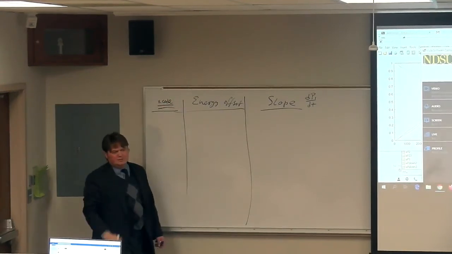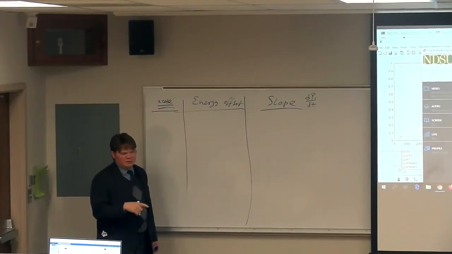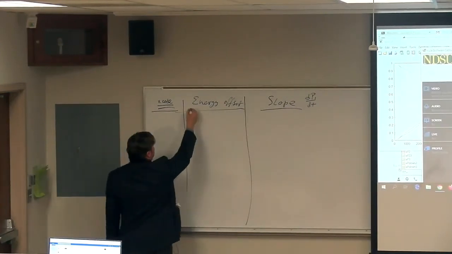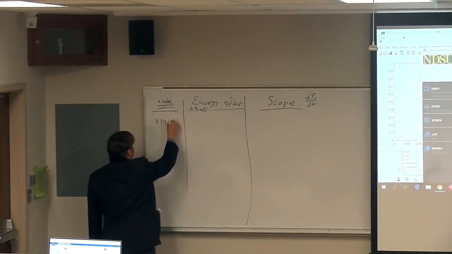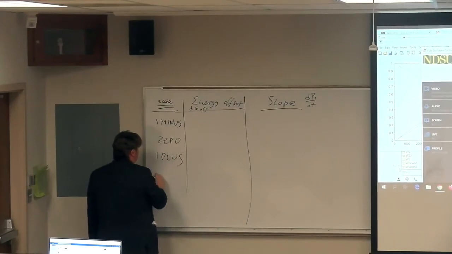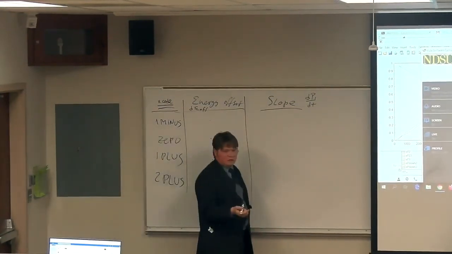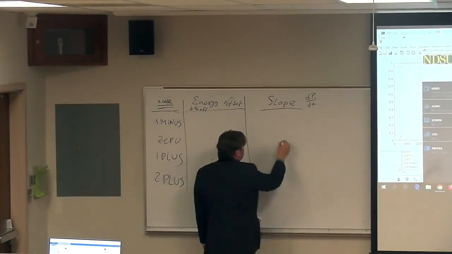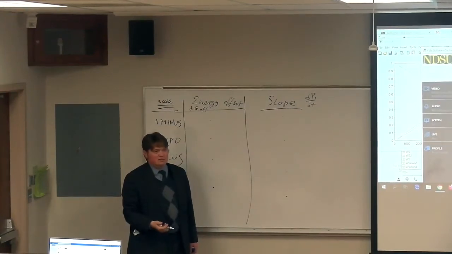The version of the code is a little bit silly because I did a silly thing. I changed one parameter and renamed the code. It's like line number 9, D, E, off, something like this. So we have 1 minus, 0, 1 plus, and 2 plus. Let's write down the values of energy offset, run the code 4 times, or 4 versions of the code, write what the values of the rate are, and then discuss it.